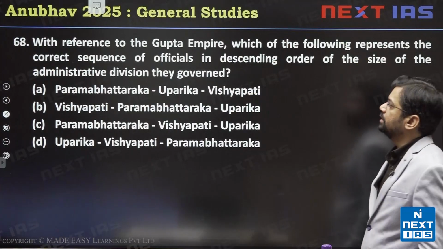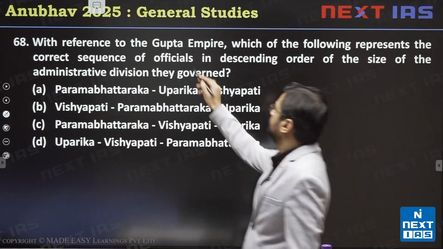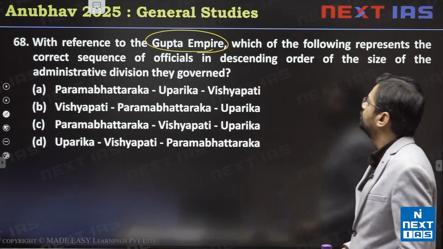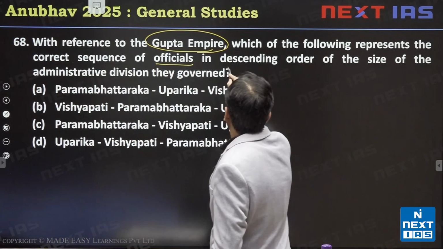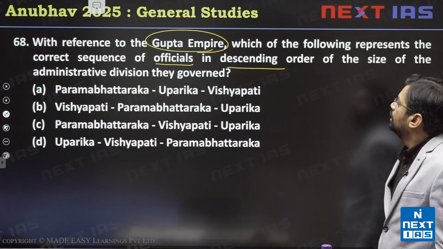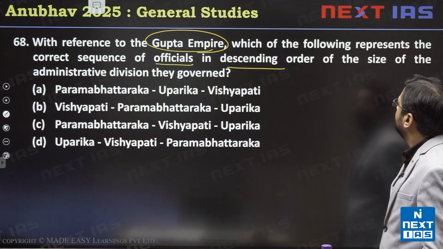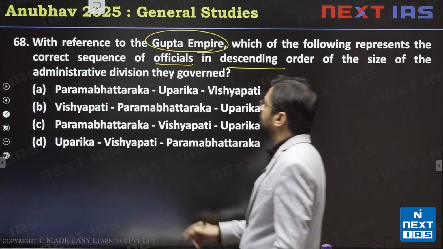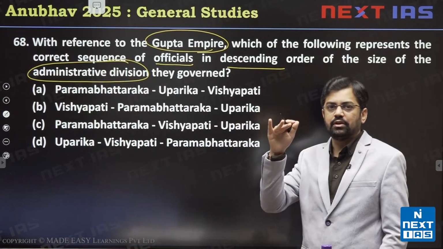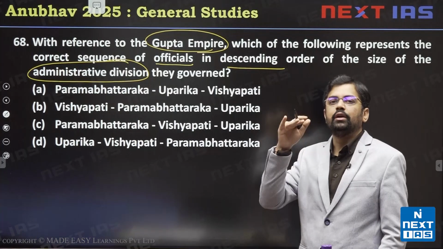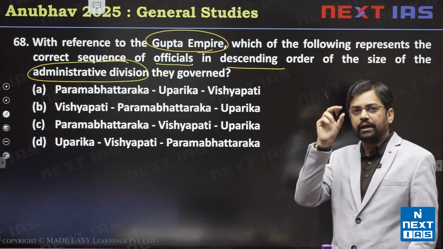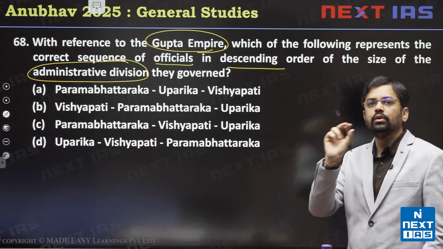Moving to the next question: with reference to the Gupta Empire, which of the following represents the correct sequence of officials in descending order? That means we have to start from the top and move to the bottom, in descending order of the size of administrative division. We have to see how the administrative division of the Gupta Empire worked and who headed those positions, organizing the officials from top to bottom.